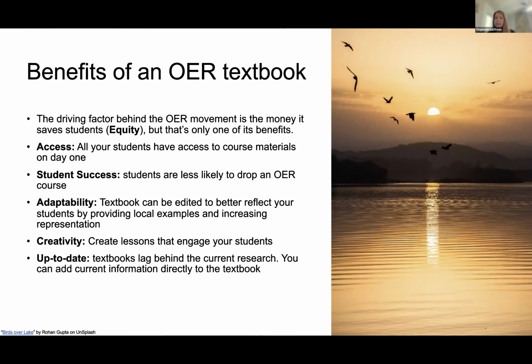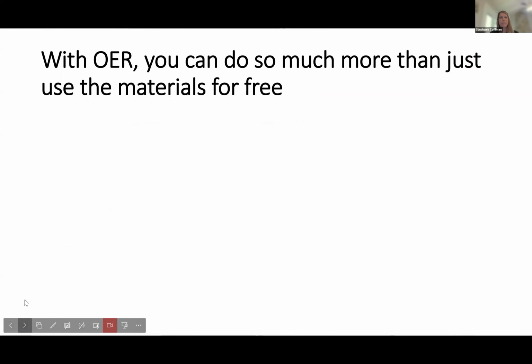Adaptability. You can edit your textbook to better reflect your students. You can also put in a lot of your own creativity. You can create lessons using OERs that engage your students. And your textbooks, when they're OER, you can update them to make sure they're always up to date. So as a biology instructor, I really like this one because I can just edit my book and add in new things that are happening right now. And a lot of times, if you're going through a traditional publisher, that takes more time.